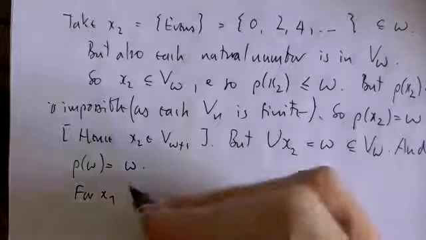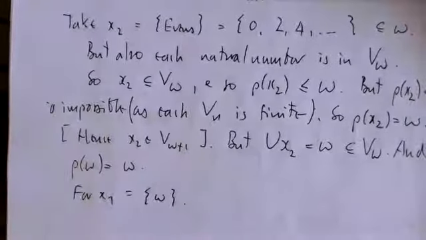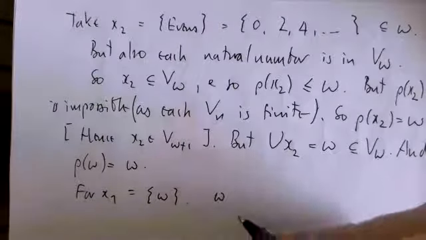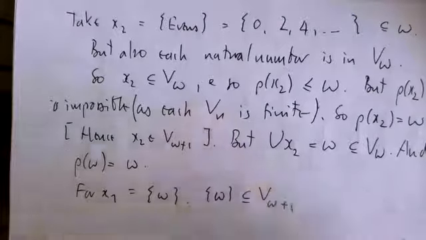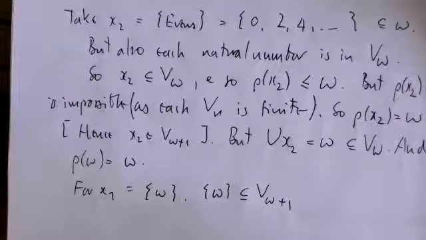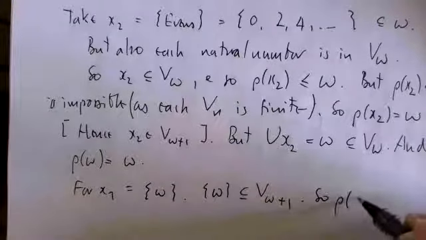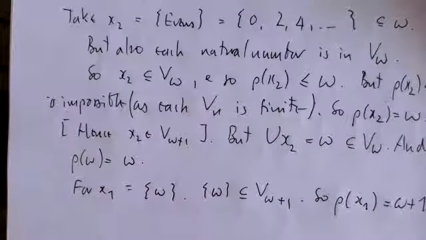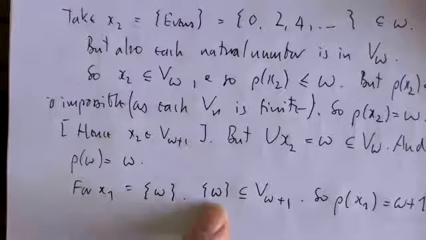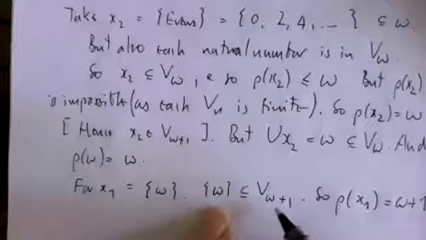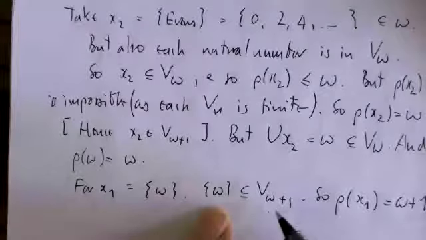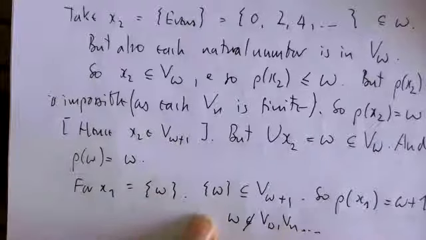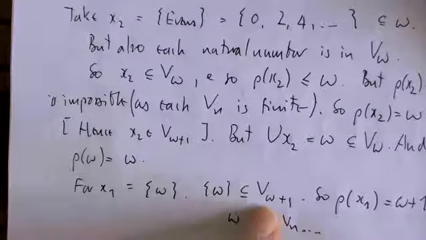So let's take X1 to be the set omega itself. So it's just got one element. This here is a subset of V omega plus one. So the rank of this X1 is omega plus one. The set omega, just omega, doesn't occur at any earlier level. So omega is not a member of any V omega or Vn. So the rank of this singleton cannot be less than omega plus one.